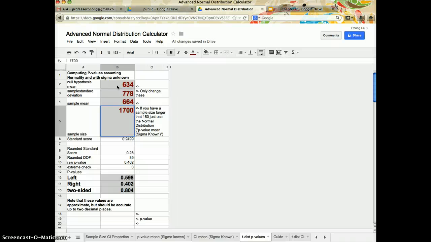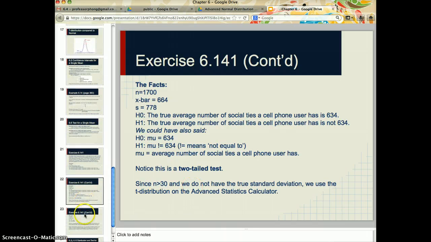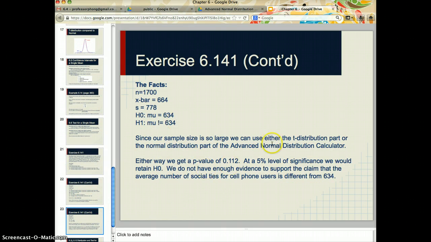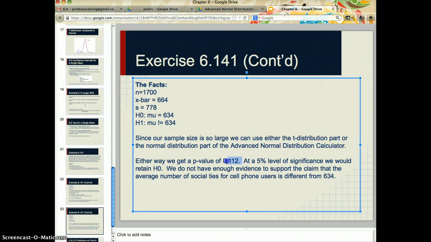This is a very large sample size, so we should get somewhat clear results, even though our standard deviation is large. And again, we have a two-sided extreme, because we just want to know if it's different, and we get about 11.2% or 0.112. Because our p-value is large, at say a 5% level of significance, we'd retain H0 and conclude that we don't have enough evidence to support this claim that the average number of social ties for a cell phone user is different from 634.